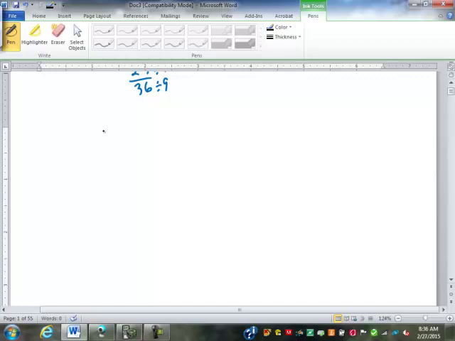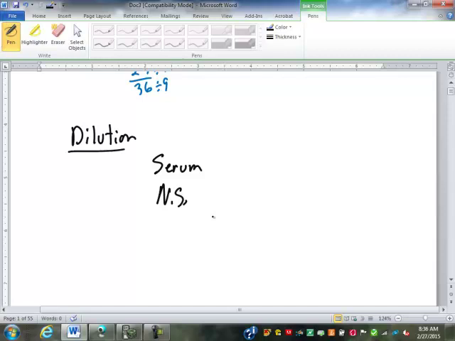So what we're looking at today is something called a dilution. A dilution is where you take a concentrated medication, or what we're going to call the serum, and you add something with no medical value, which we usually refer to as NS. Remember, that had several meanings. It can be neutral solution, normal saline. Basically, it's sterile water, something with no medicinal value at all, that is just supposed to dilute down the medication.